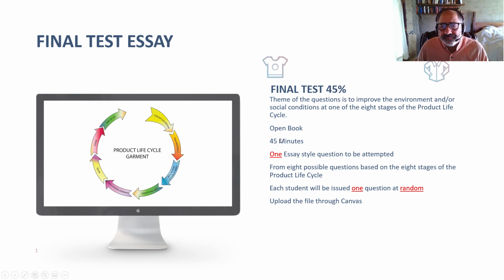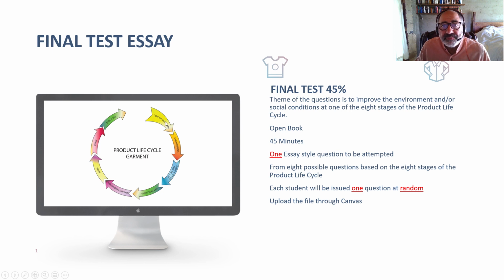It's open book. So you can use all the resources at your disposal, the internet, your notes, tutorial questions, quizzes, anything you like. You have 45 minutes from when we give you the question to when you have to submit the document or your essay. It's one essay style question, from 8 possible questions based on the 8 stages of the product life cycle. So of these, there'll be one question on each of these, and you will have one question to answer.